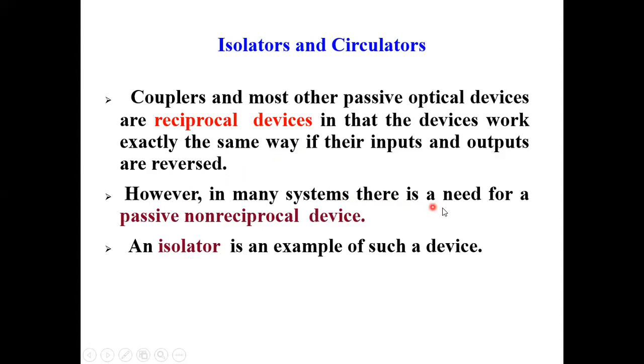However, in many systems, there is a need for a passive non-reciprocal device. So, okay, let my input and output, even if I change, let the working be same, but I want it to be passive. Passive means it does not require any power source. So simply by reversing the terminal, it should work on its own properly. So an isolator is an example of passive non-reciprocal device. So directly one MCQ question can come from here also.